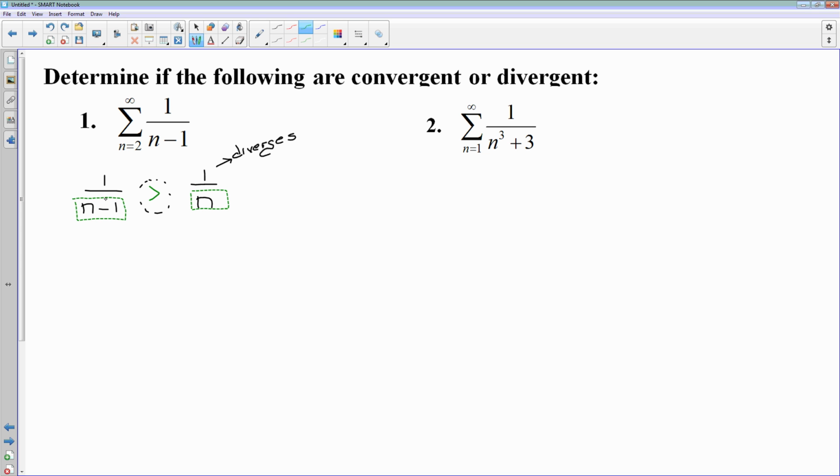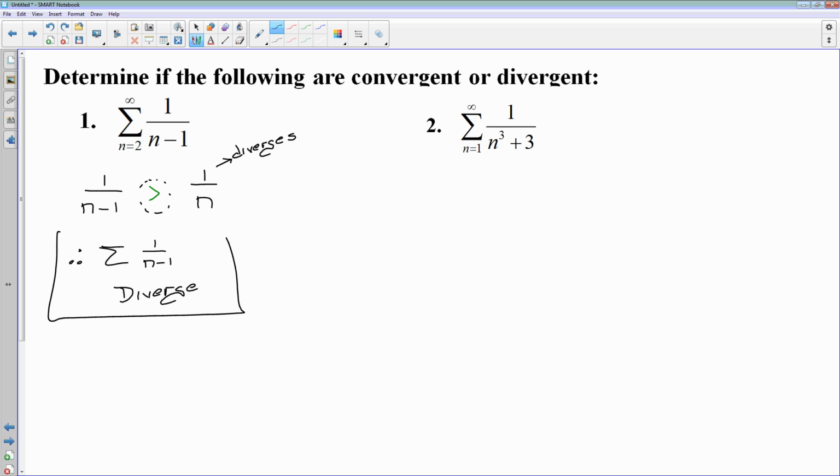So that's how we're going to determine whether or not these things are larger or smaller. A smaller denominator means a larger fraction. So I know that 1 over n minus 1 is greater than 1 over n. And since I know that my harmonic series 1 over n diverges, I also know that my series 1 over n minus 1 must diverge. We were larger than a series that we know diverges. Therefore, this series also diverges.